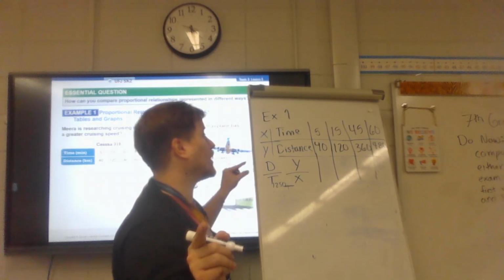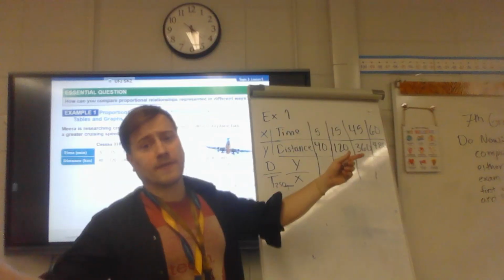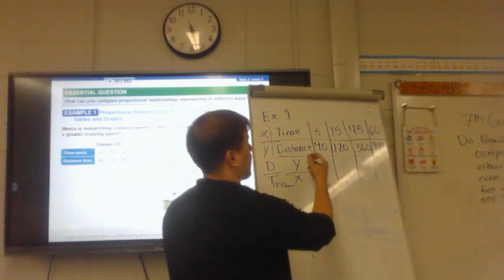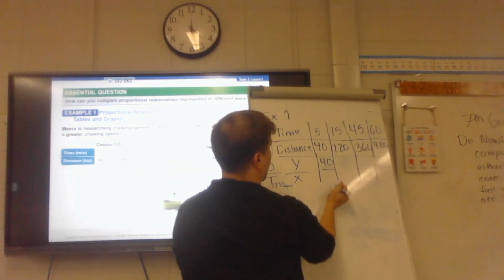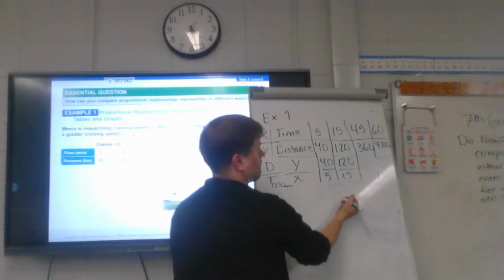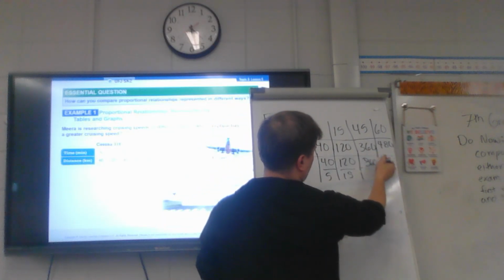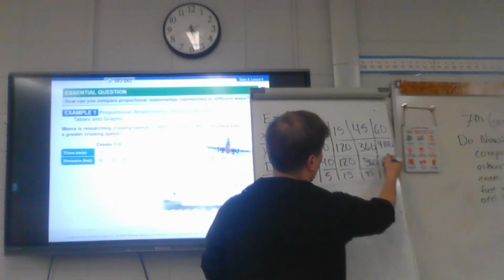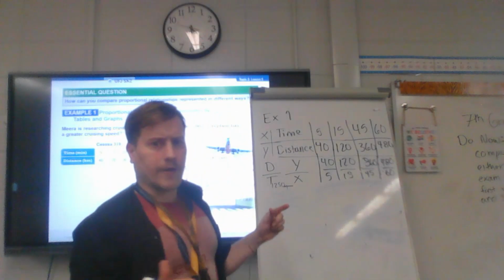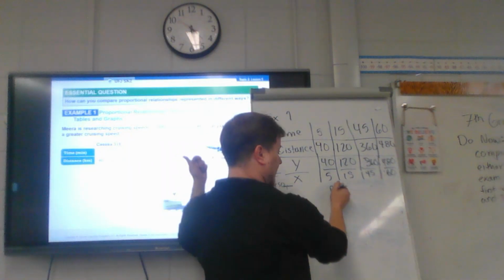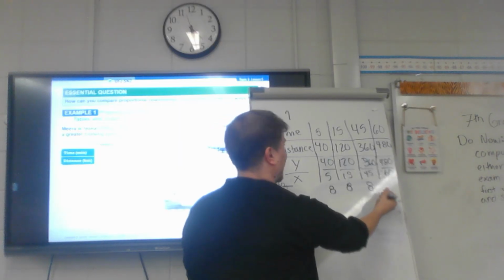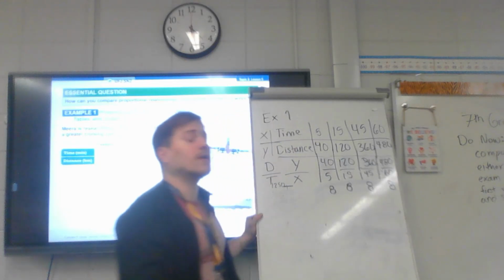Now, how do you tell what your constant of proportionality is? Super easy. You just divide them. You divide the bottom number, the y, by the top number, the x. So, y is 40, x is 5; y is 120, x is 15; y is 360, x is 45; y is 480, x is 60. We're going to divide each one. 40 divided by 5 is 8. 120 divided by 15, 8. 360 divided by 45, 8. 480 divided by 60, also 8.